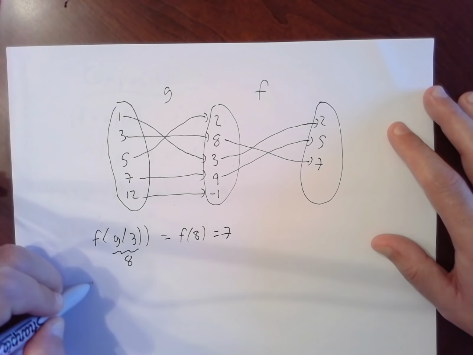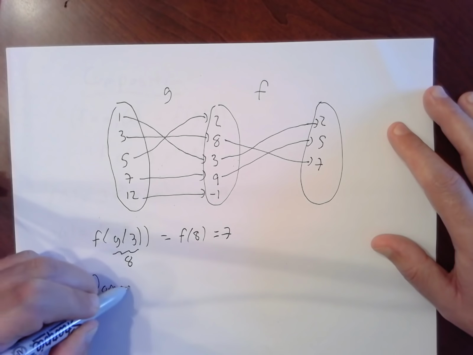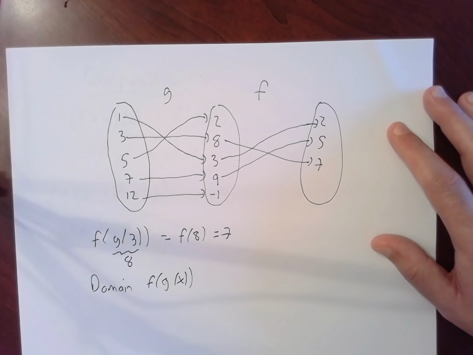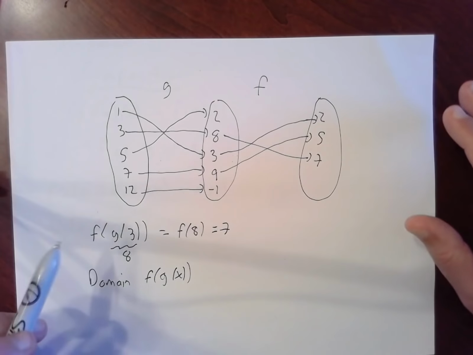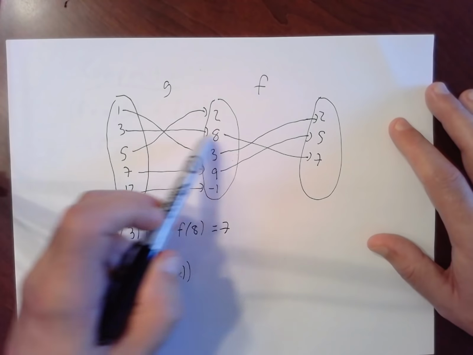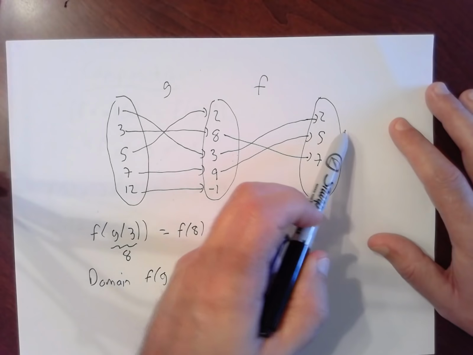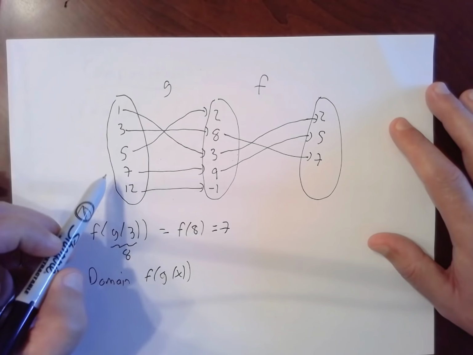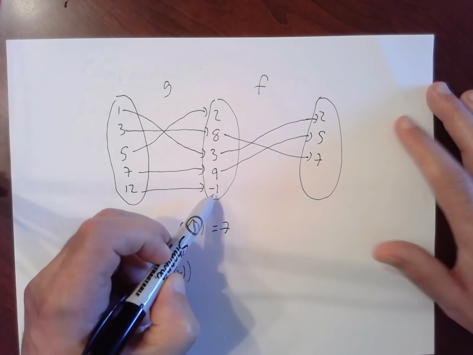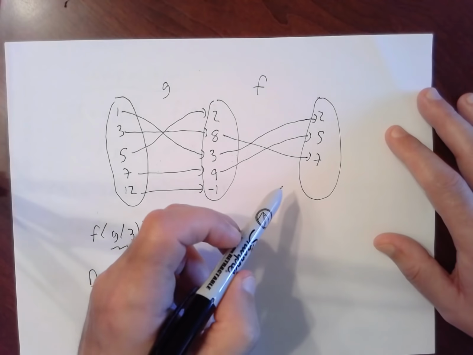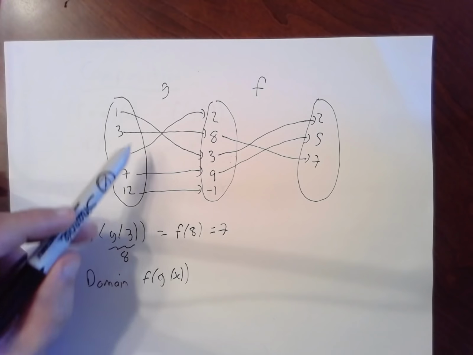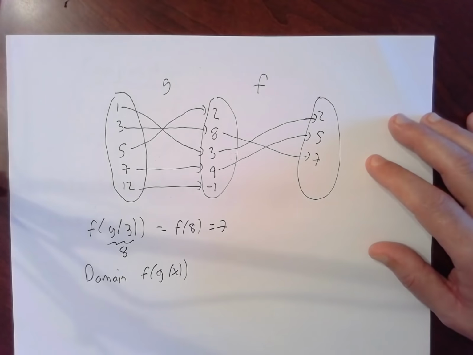So what's the domain of this new function I've created, f of g of x? That question is, which numbers over here in the domain of g go all the way over and have outputs over here? If I tried to do f of g of 12, if I started with 12, I could go one step and then I'm done. I can't finish through. If I tried to do f of g of 19, I don't even have a place to start. 19's not in the domain of g.